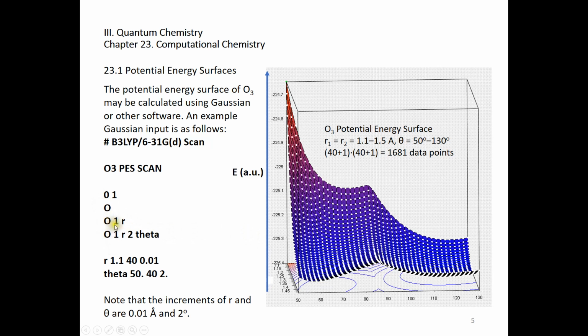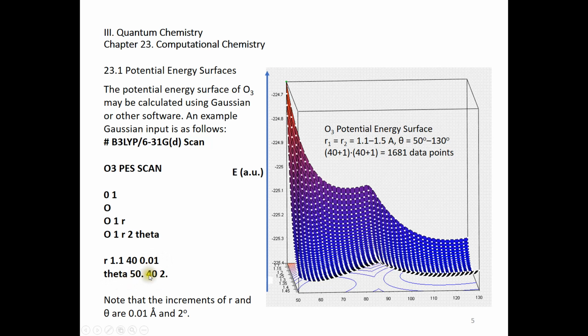The second oxygen has a distance from the first atom. The distance is r. The third oxygen also has a distance from the first atom. Also, the distance is r. So I'm just forcing these two to be the same. And then there's a bond angle. I'm using the name theta here, and then r is from 1.1 to 1.5. So really, we are going to do 40 increments. Each is 0.01 angstrom. So it's going to be from 1.1 to 1.5, with the increment of 0.01 at a time, and theta is from 50 degrees to 130 degrees.